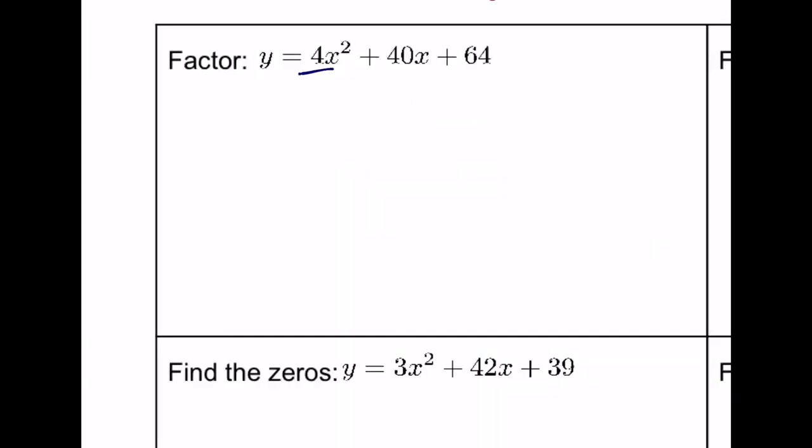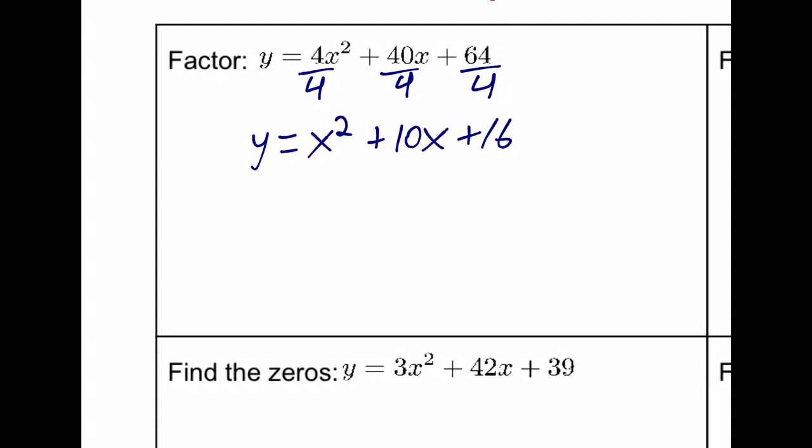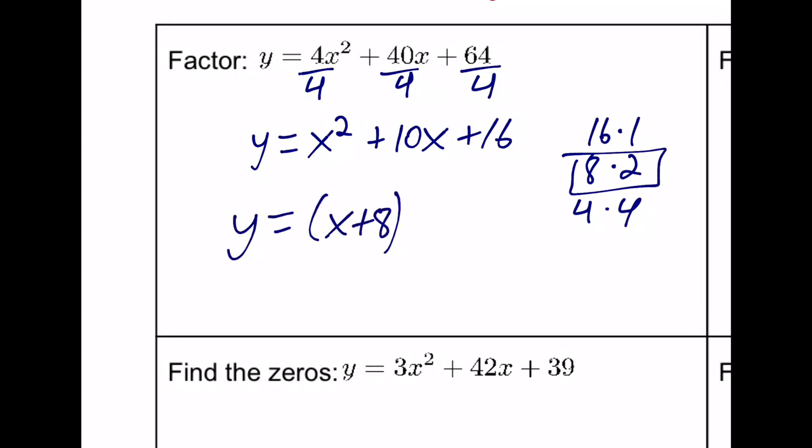The next one, you have to divide by your a value. So we end up with y is equal to x squared plus 10x plus 16. If we consider factors of 16, 16 times 1, 8 times 2, 4 times 4, which one of these pairs adds up to 10? It's the middle one. So I can rewrite that as x plus 8 times x plus 2. And I'm done.